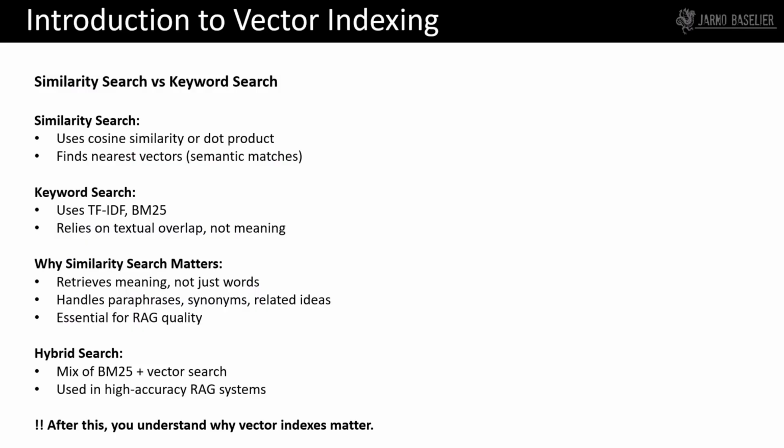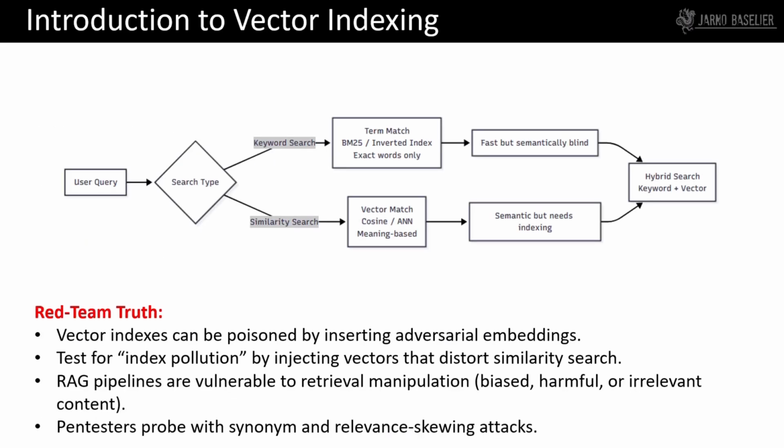After this, you'll understand why vector indexes matter. Here we see a little example. We have a user query and a specific search type. This can be similarity search or keyword search. Similarity search will have a vector match, cosine, nearest neighbor, and meaning based, and the output is semantic, but it needs indexing. For the keyword search, this will use BM25 or inverted index, exact words only. This is fast but semantically blind. And finally, we want hybrid search, which is keyword searching and vector searching. This is where both of them come together.